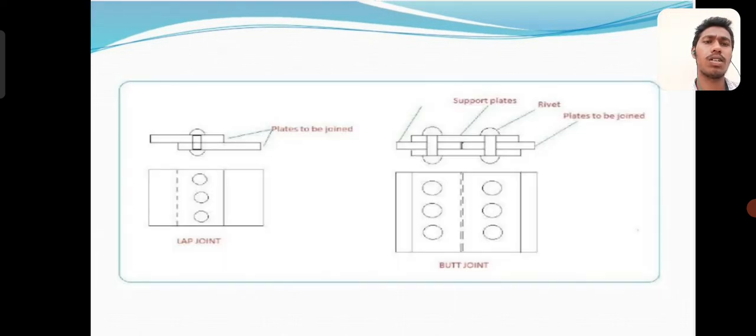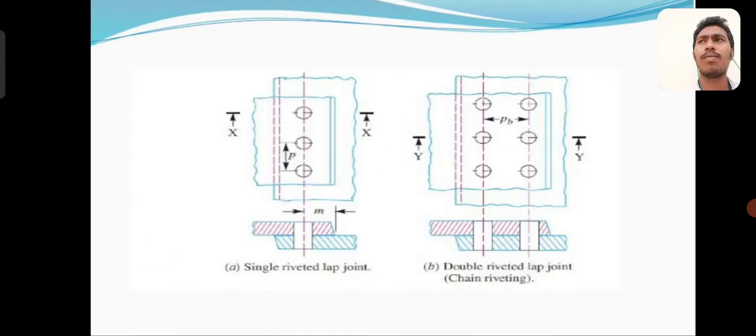You can observe in the diagram a lap joint, where the plates to be joined are placed one over the other. We can observe the figure showing the plates and rivets, and the plates to be joined, in which we can observe a single riveted lap joint and a double riveted lap joint. In single riveted lap joint they are in a straight line, taken as M. Double riveted lap joint is also known as chain riveting. The distance between them is PB.